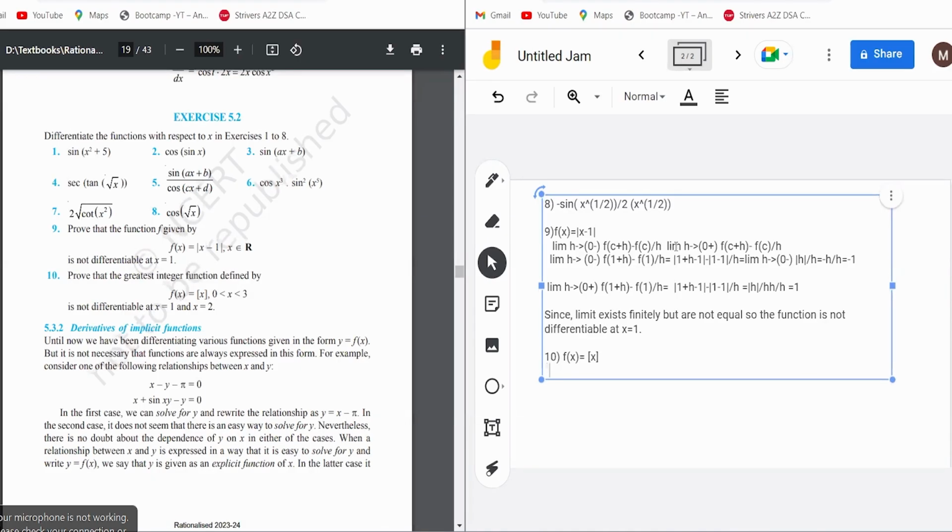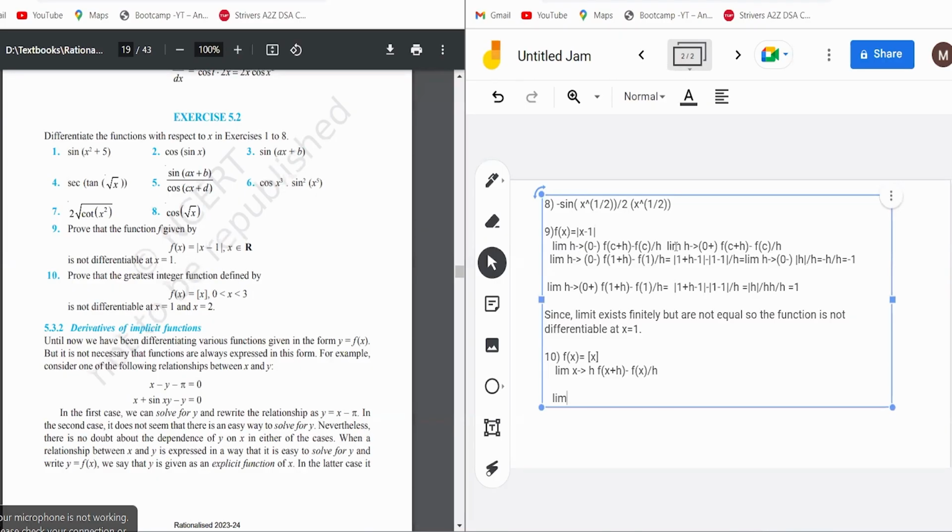तो सबसे पहले तो डिफरेंशिएबिलिटी की डेफिनेशन लिखते हैं, limit of h tending to 0, f of x plus h minus f of x divided by h. This is the function, and this is the definition of differentiability. Now what we have to do, we have to just put x equal to 1 and x equal to 2.